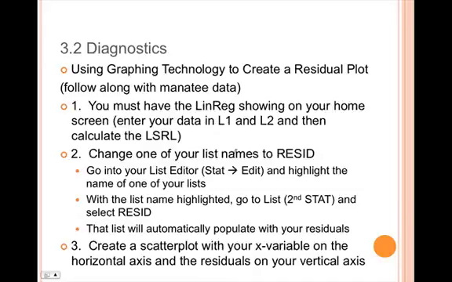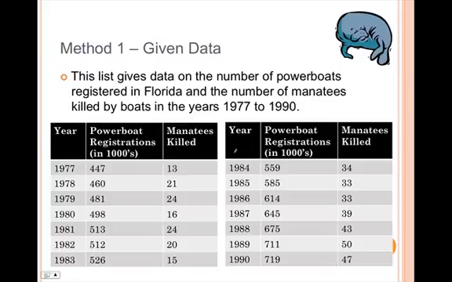You can create a residual plot in your graphing calculator. So we're going to do this again with the manatee data. Let's go back to that data and make sure everybody has it in their calculator. Get out your calculator and check that, again, we don't care about year, but that the powerboat registrations are in list 1 and the manatees killed are in list 2. Pause if we need to enter this data.